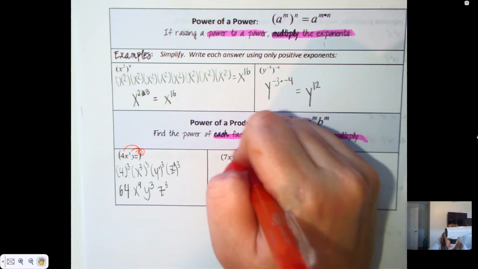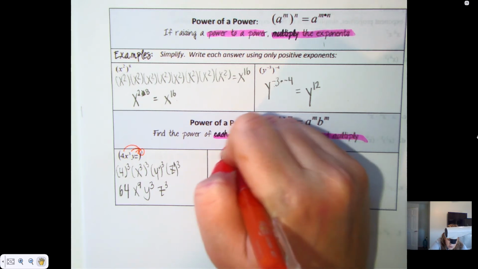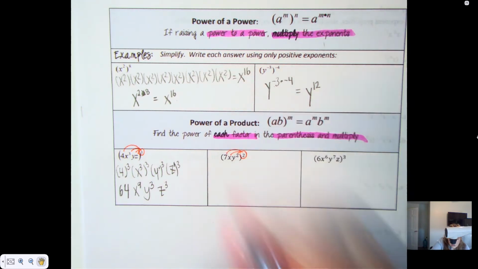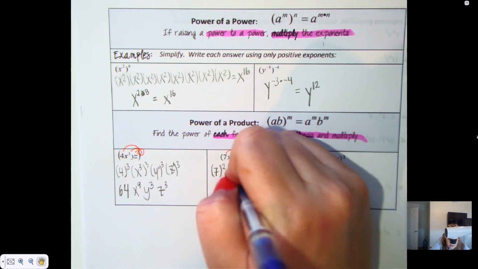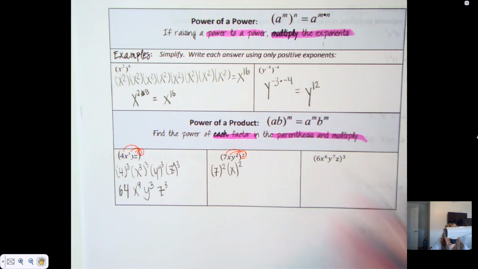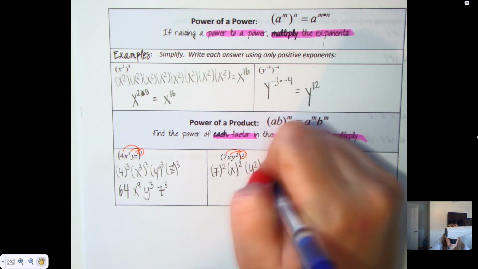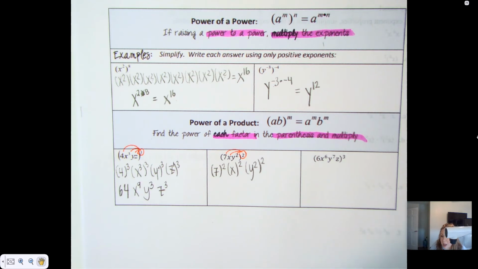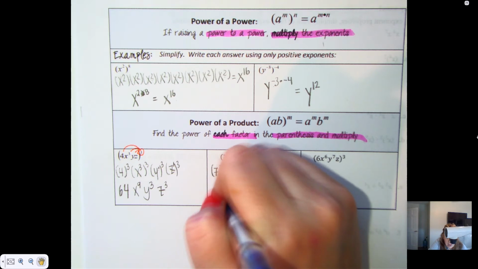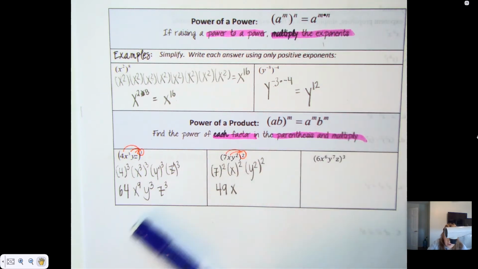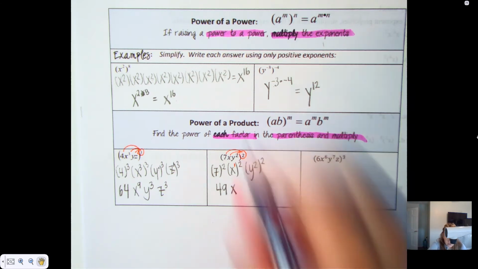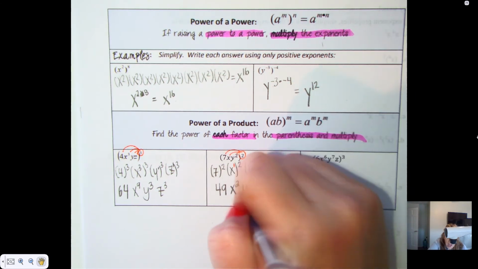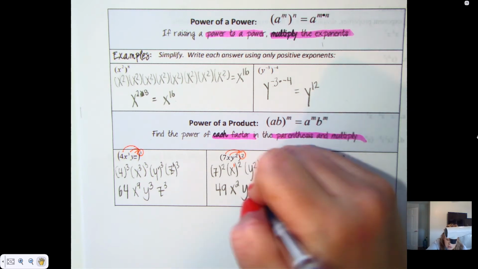This is the same thing. Everything is being raised to the second power. So the first one I would have is 7 raised to the second power. X is the base, it's being raised to the second power. Y squared is the base, it's being raised to the second power. Okay? So 7 squared is 49. Remember, I don't have anything here, that just means there's a 1. And I would have 2 times 1, which is 2. And then this y is 2 times 2, which is 4.